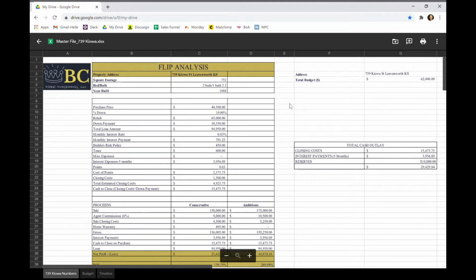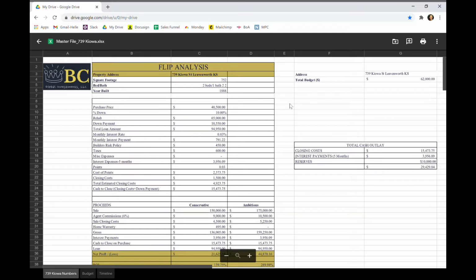I want to walk you through from start to finish on analyzing a flip. So I'm going to walk you through the Google document that I'm currently using. Google is a great way to store your documents. Also, if you have a partner on it, it's an easy way to share it, and then make sure you don't lose track of any updates. It keeps track of who updates things and when.